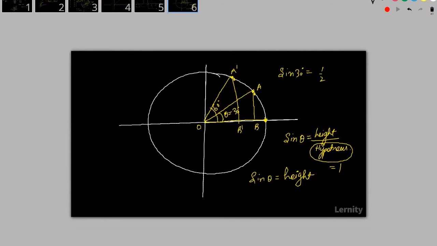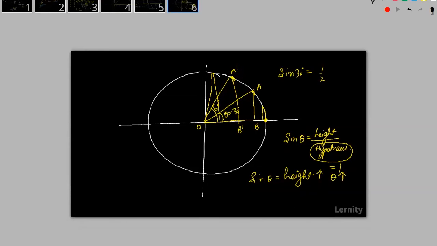Then I have moved a little bit here. As the height is increasing, for this point the height is this, for this point the height is this. As the height is increasing, the angle is also increasing. So the height is increasing, theta is also increasing.